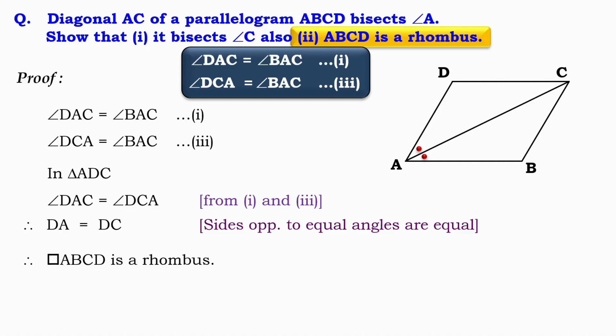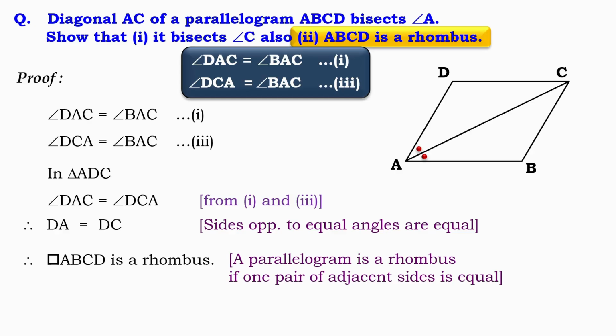But what is the criteria for a rhombus? We know that a rhombus is a special type of parallelogram where the adjacent sides are equal. Because if AD is equal to DC, then DC, according to the parallelogram property, is equal to AB, right? Similarly, AD is equal to BC. So that means all sides will be equal. So we can clearly say that ABCD is a rhombus. Okay, I hope this is clear to you. Now let's move to the next problem.